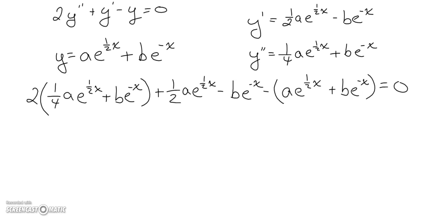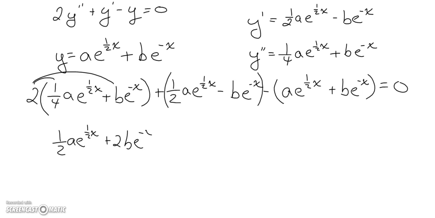Okay, so if I'm going to recopy this, technically I could have put parentheses here, but I didn't need to because it was a plus sign. If you really wanted to, you could. Okay, so 1/2 a e to the 1/2 x, agreed? Just doing distributive property. Plus 2 b e to the negative x.